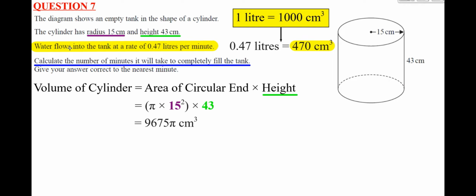So, water's flowing into the tank at that rate. So each and every minute, an extra 470 cm cubed is in the tank. We need to get to a total of that amount, which if you remember was about 30-odd thousand cm cubed. So how many minutes, when each minute fills in this much liquid, do we need to get to that total? Essentially, it's a case of how many times does a smaller number fit into a larger number. It's going to be a division question to finish off. So the number of minutes required will simply be 9675 pi divided by 470. That comes out to 64.67-ish minutes.